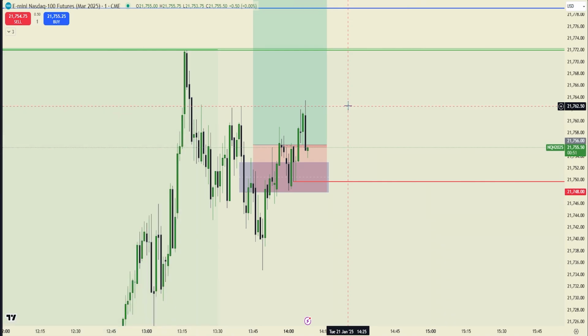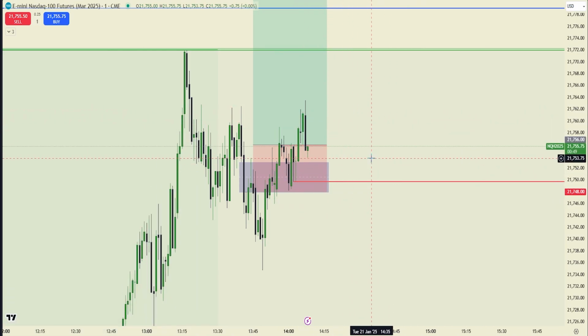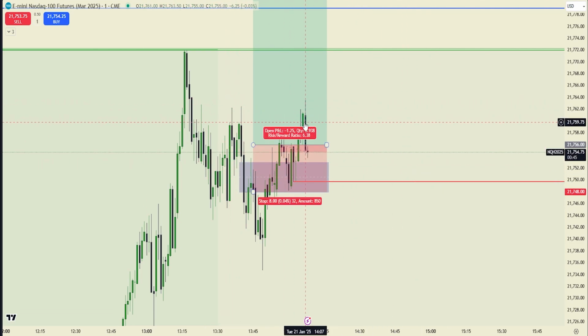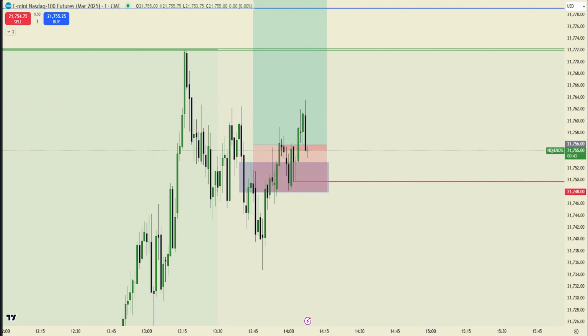And that's kind of what I expected. Out of a lot of these setups, they're going to chop. We might sweep a high and then come back, break even, and then just keep doing that over and over again.